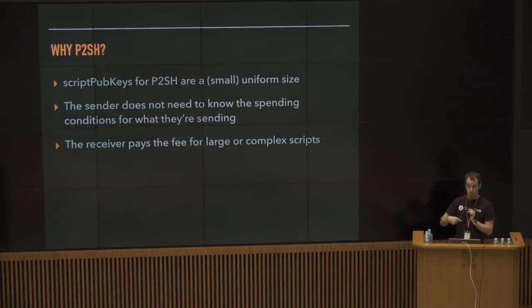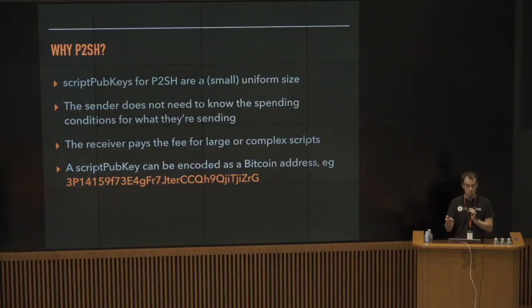The receiver, that's me who's put the conditions on, I pay the additional fee if it's a large or complex script. And the script pub key, because it's just a hash, it's a uniform template, it's hash plus some opcodes, that can be encoded in an address. We have an address format for pay to script hash.